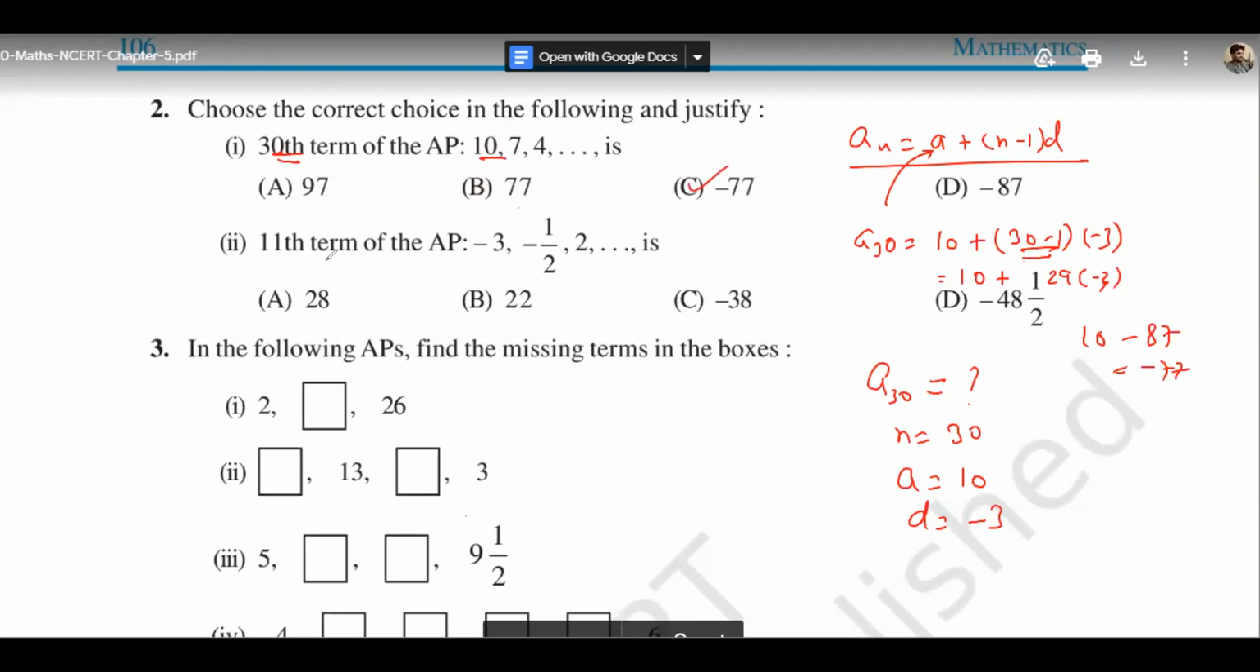So for this, you need to find out the 11th term of this AP. What is the 11th term? You know that for the 11th term, you can put in the formula that n is 11, A you can take from here, D you can calculate by subtracting the two terms, and then please find the value which would be the 11th term for this AP.